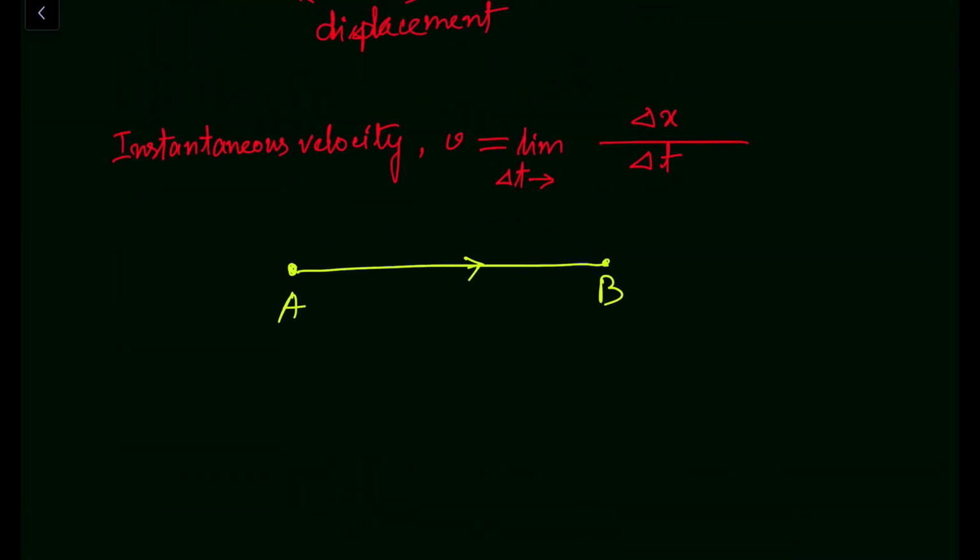Instantaneous velocity is the limit as delta t tends to 0. This is the average velocity, and when the average velocity is taken over a very small time instant, it is called the instantaneous velocity. In the language of calculus, it is the rate of change of position with respect to time. So we can write this as dx by dt. Here dt is an infinitesimally small time interval, and dx is the change in position, or the displacement. It is defined as the rate of change of position per unit time.